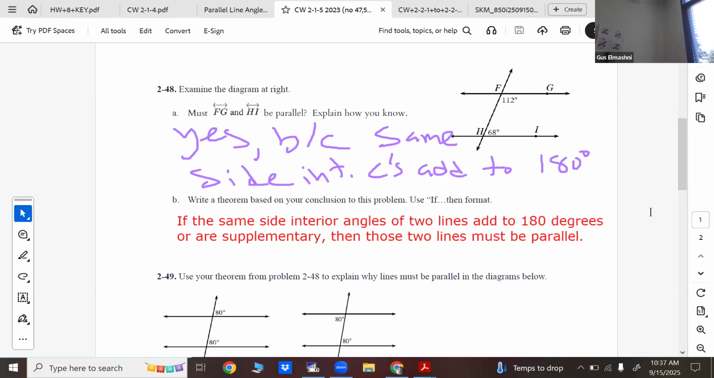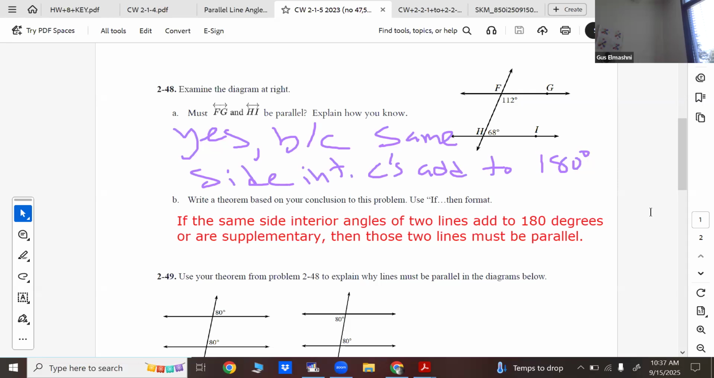So you're doing the opposite now of what we said before. Before, if I gave you two parallel lines, you concluded that the same side interior angles have 180. Now we're doing the opposite. It's called the converse. What if I tell you that these add to 180? Then the lines have to be parallel.